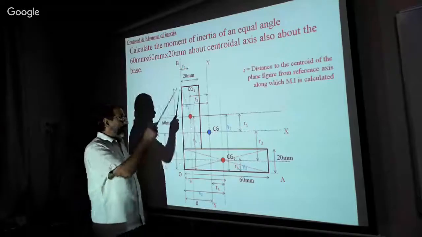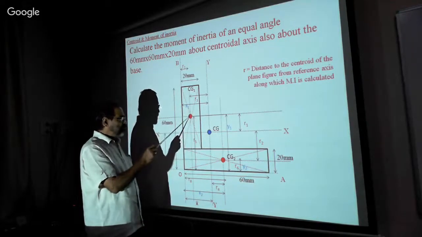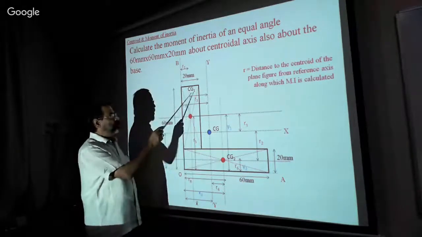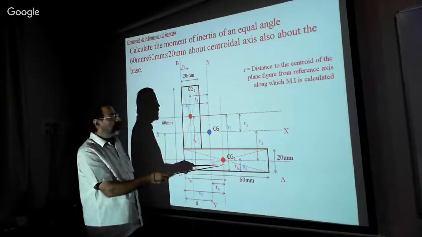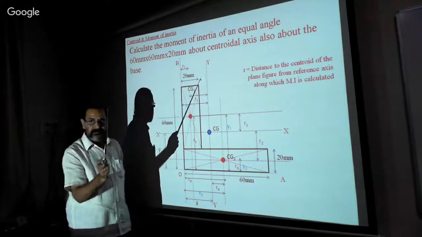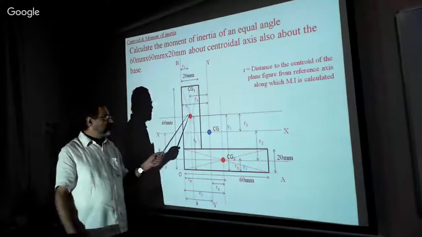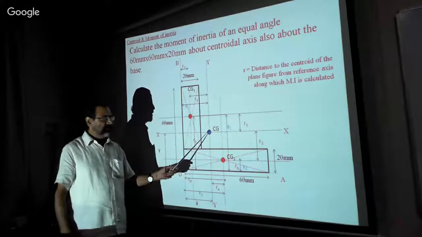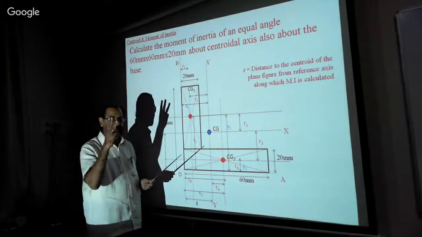Now this is the angle section. Now this is the centroid. One centroid, two centroid, and three centroid. This is the centroid for figure 1, this is the centroid for figure 2, and this is the centroid for the L section, the angle section. Okay, there are 3 centroids here.